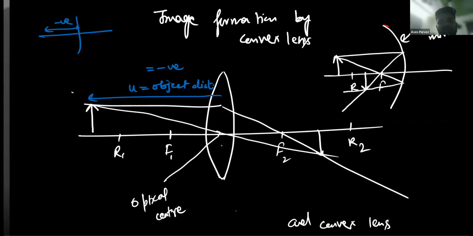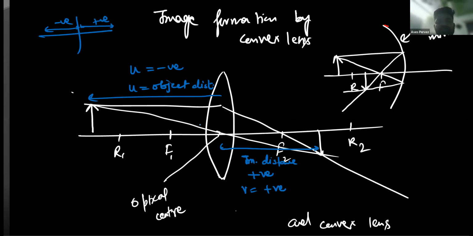And similarly, this is the image distance from here to here. This is the image distance, and it will be considered as positive. The value of V will be positive. Got it? Because this distance is considered to be positive.